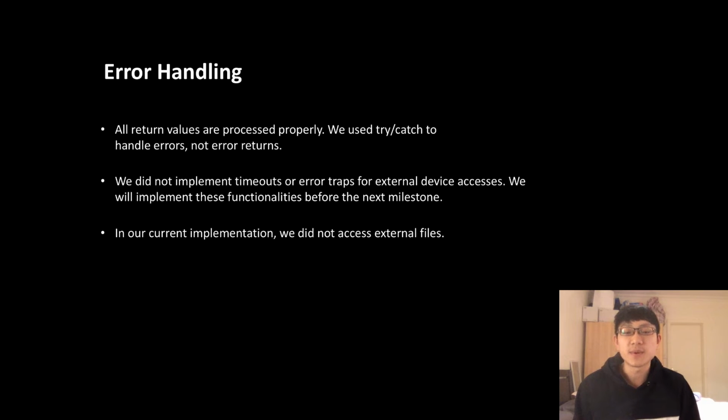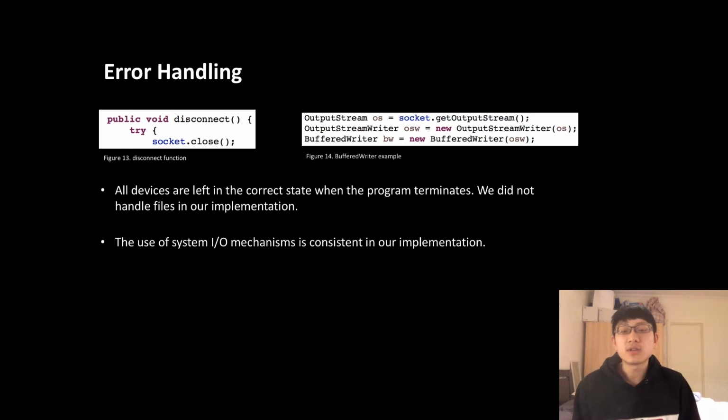In our current implementation, we did not access external files. In our code, all devices are left in the correct state when the program terminates. For example, in Figure 13, this disconnect function, we always call this function to close a socket when the program terminates. We did not handle files in our implementation, so we do not need to worry about the state of files. The use of system I/O mechanism is consistent in our implementation.